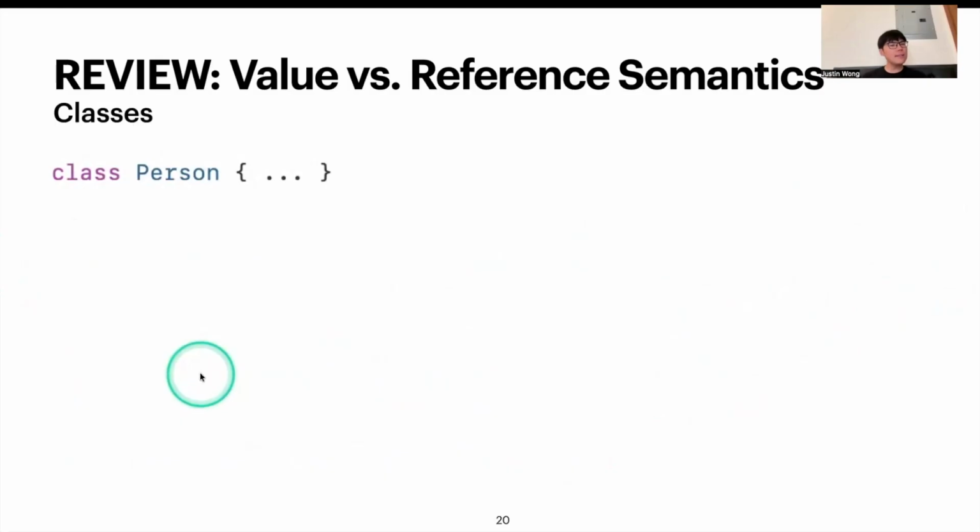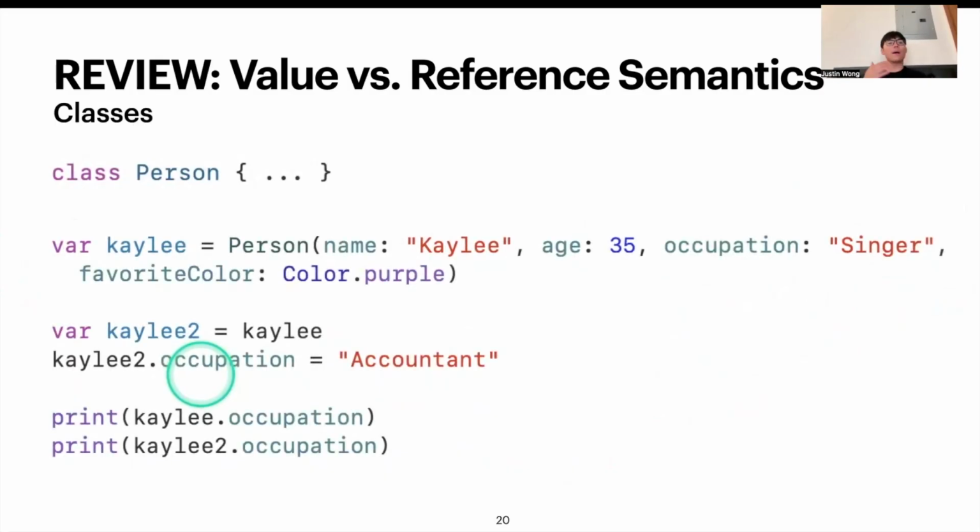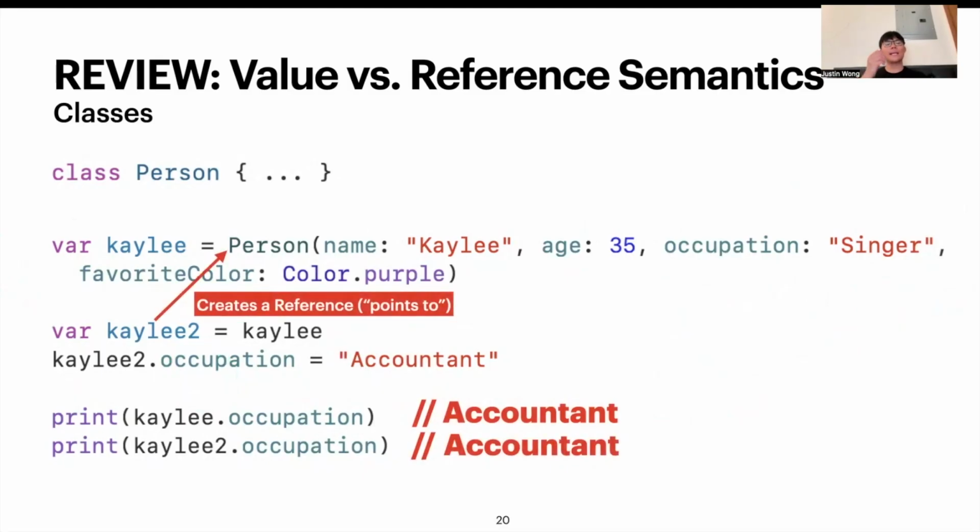All right, so for classes, again, same piece of code, but we expect them to be the same. Why is that? Because classes conform to reference semantics. Kaylee 2, instead of copying, it just simply points to the original Kaylee. So we call this that Kaylee 2 has a reference to Kaylee, because again, it's just pointing to that data in Kaylee.